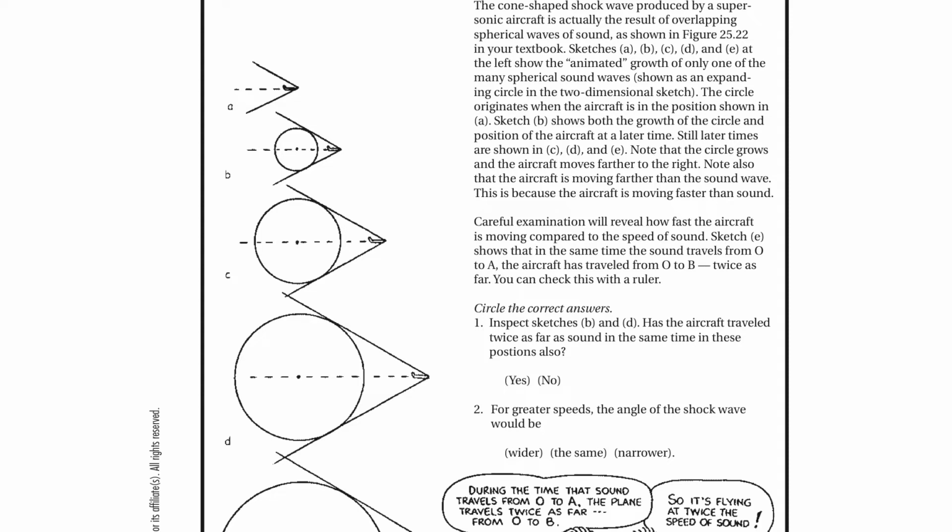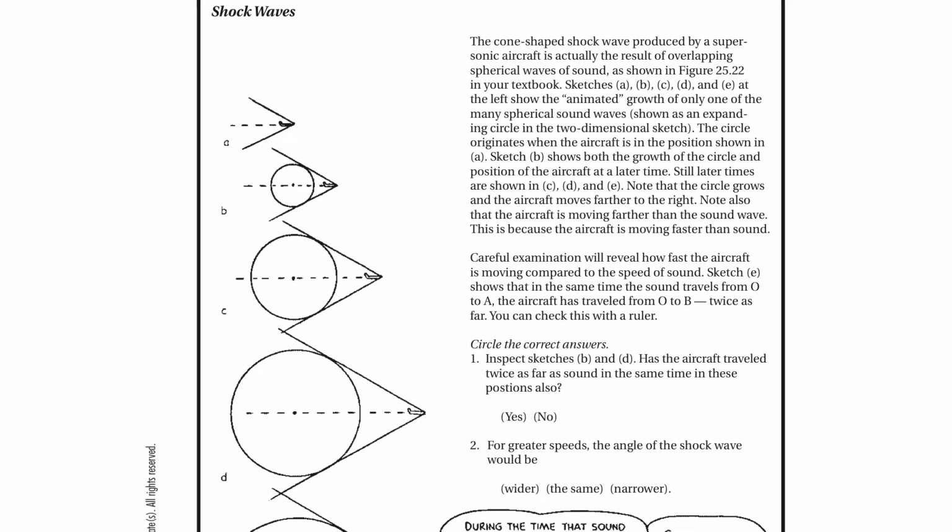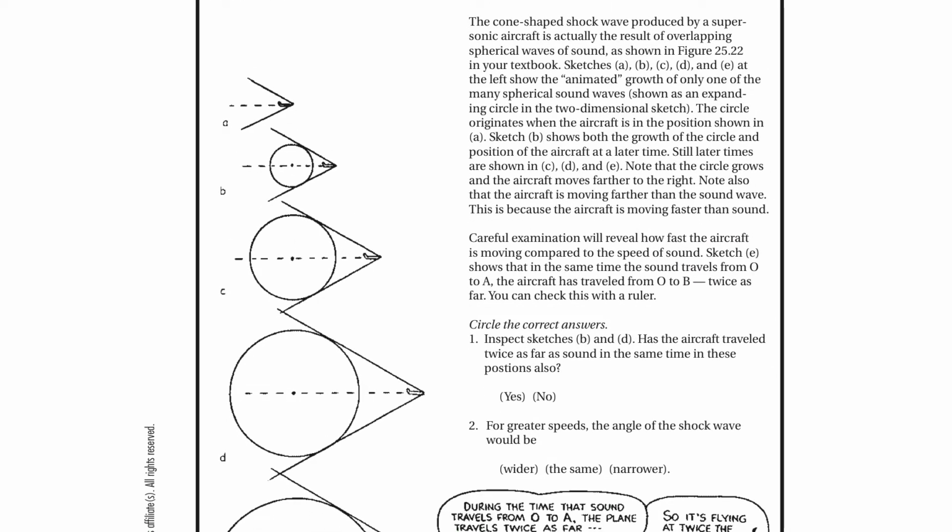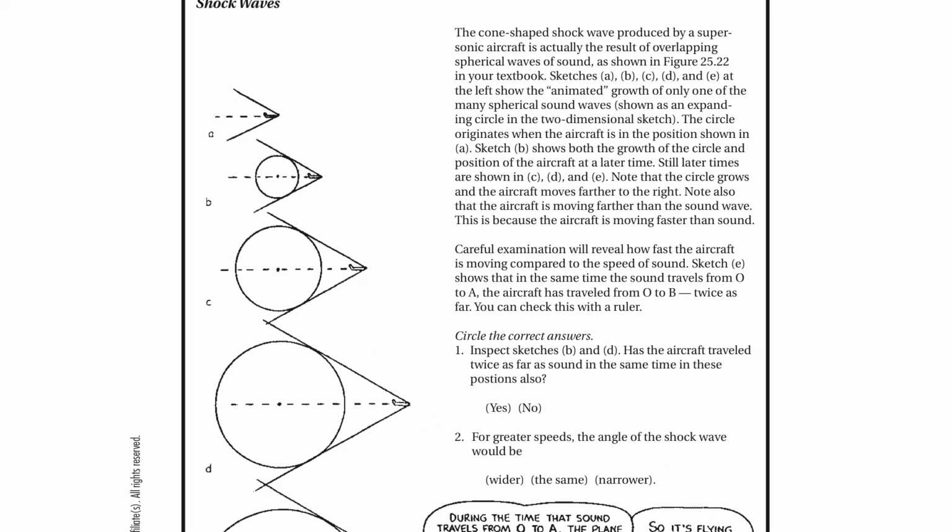So let's look at this. I'm going to read this to you because it's actually important. The cone-shaped shock wave produced by a supersonic aircraft is actually the result of overlapping spherical waves of sound. So you're going to end up with a situation where it's going to go out like this, and it's going to get bigger as it goes out, and it's going to be kind of a cone-shaped wedge. Okay.